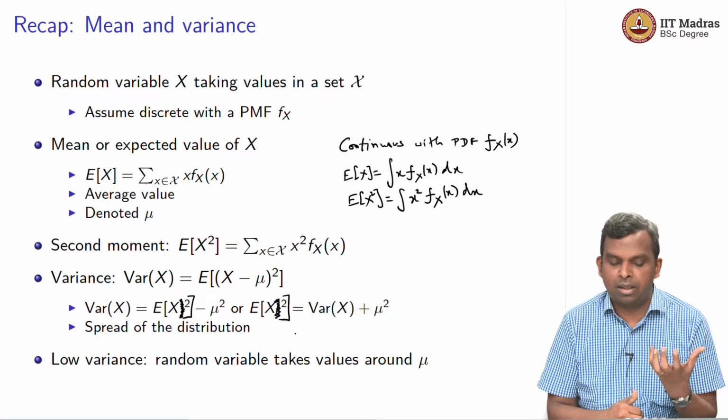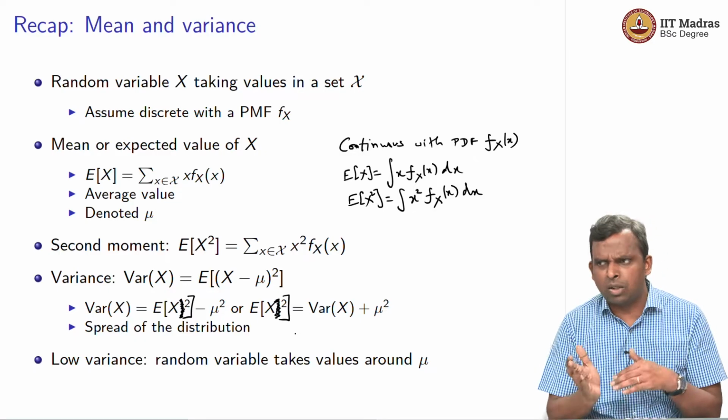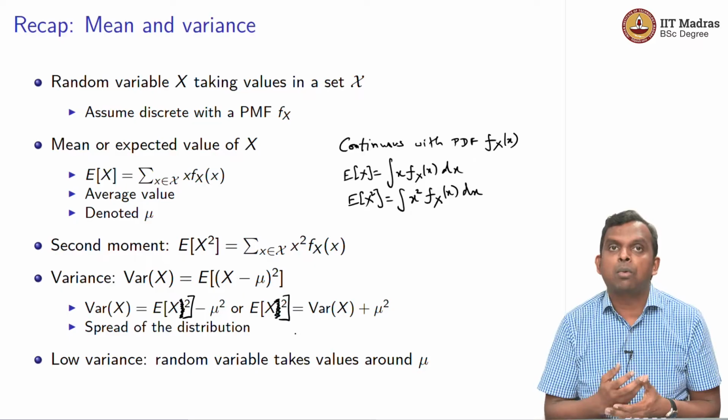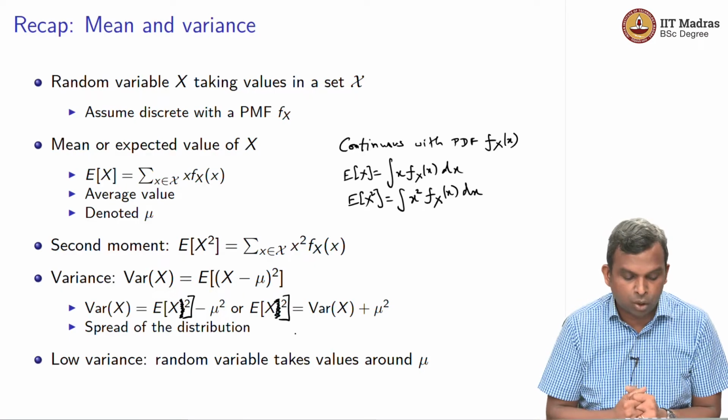Square of the mean plus the variance is the second moment. Remember, the mean could be positive or negative, but both the second moment and the variance are going to be positive quantities. So this is an important result to know.